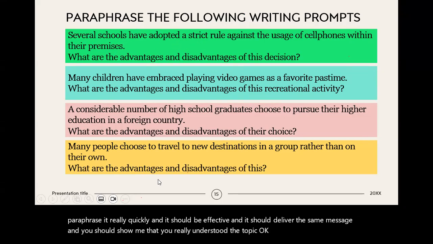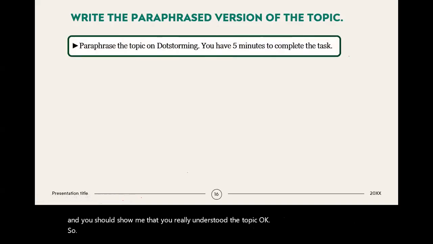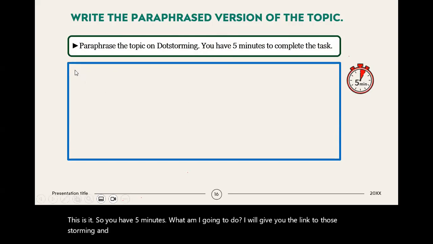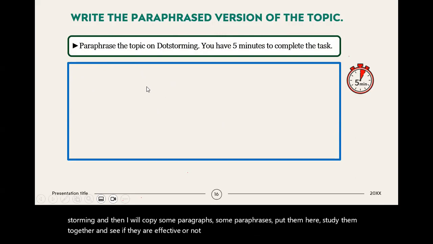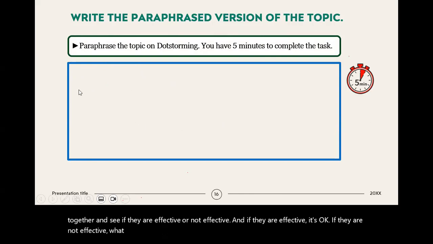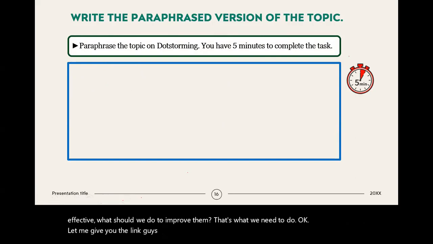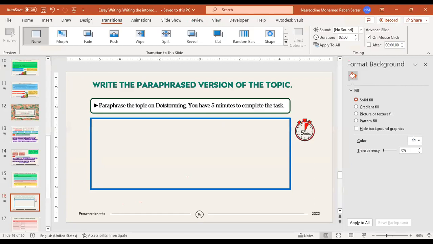Okay? So, well, this is it. So you have 5 minutes. What am I going to do? I will give you the link to dot storming, and then I will copy some paragraphs, some paraphrases, put them here, study them together, and see if they are effective or not effective. And if they are effective, it's okay. If they are not effective, what should we do to improve them? That's what we need to do. Okay? Let me give you the link, guys, to dot storming. So just give me a second.